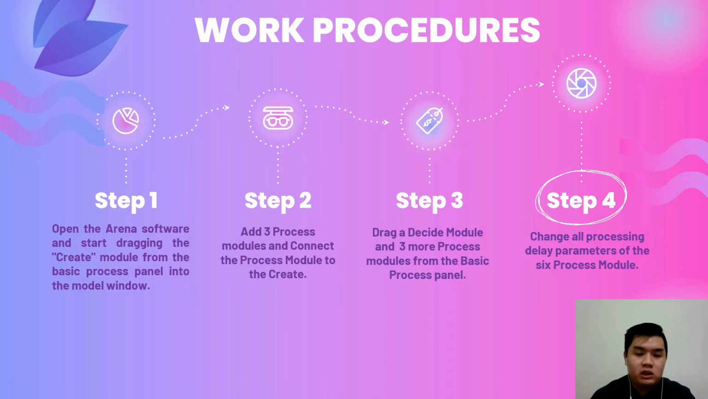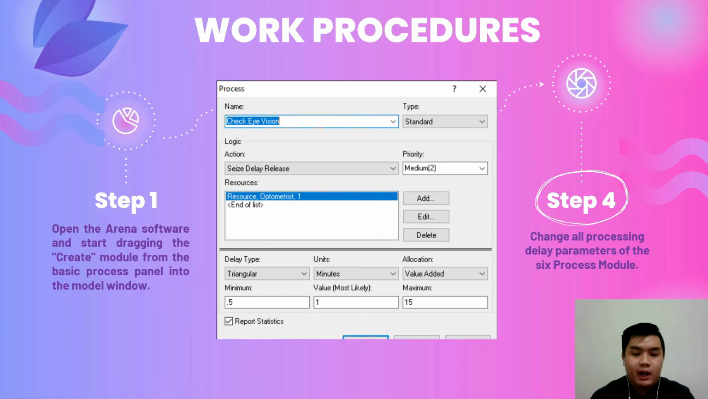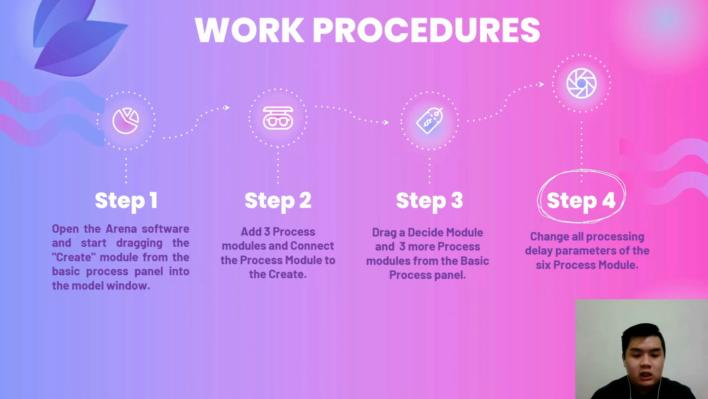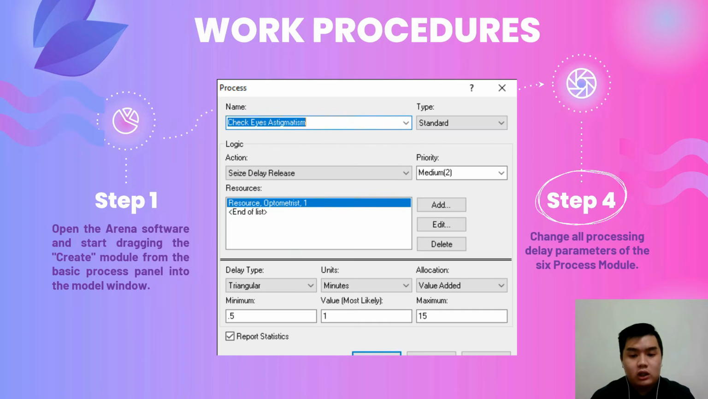For the second process module, change the name to check eye vision. The resource name is changed to optometrist and the processing delay parameters are defined as minimum 0.5, value 1, maximum 15. For the third process module, change the name to check eyes astigmatism and the resource name to optometrist, and define the processing delay parameters as minimum 0.5, value 1 and maximum 15.